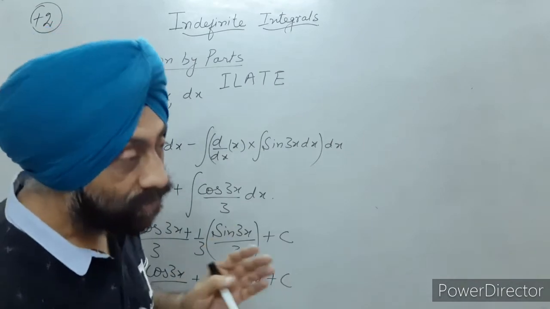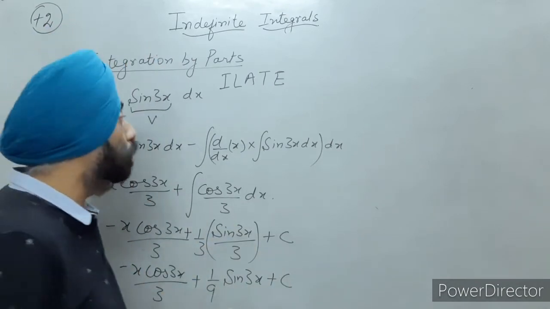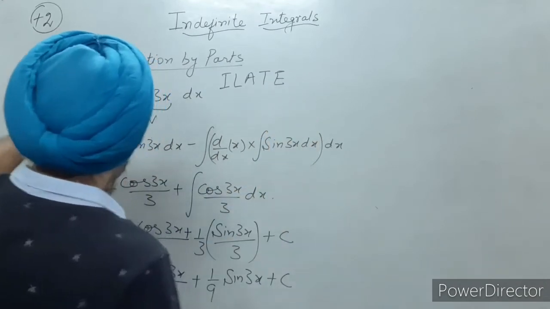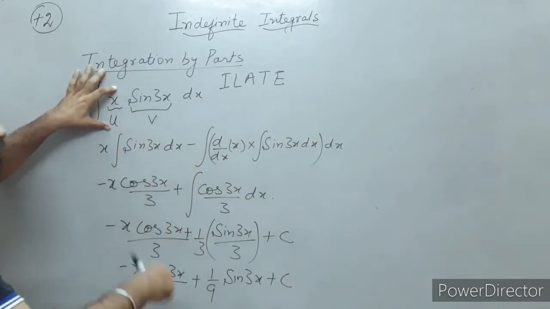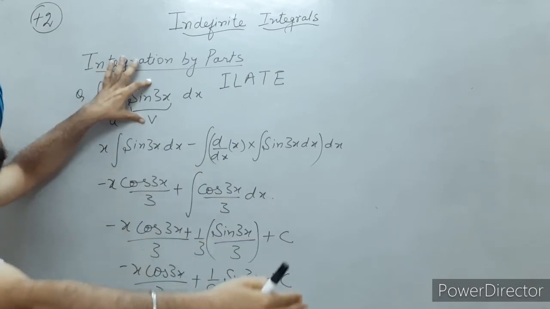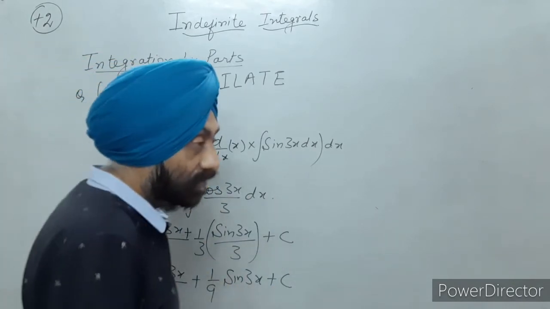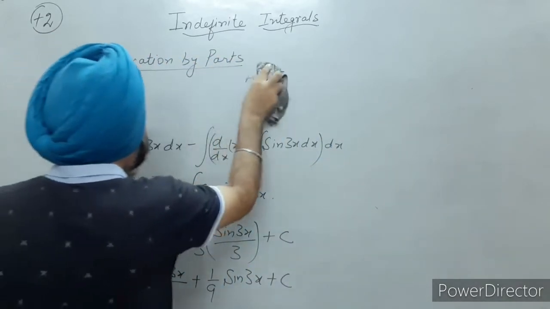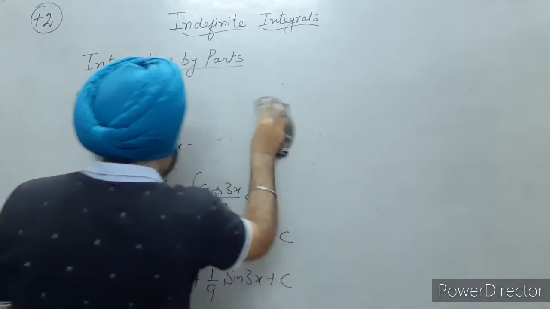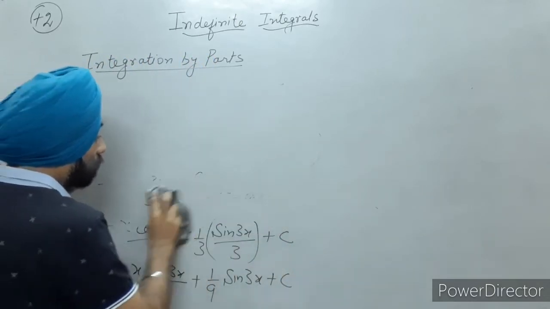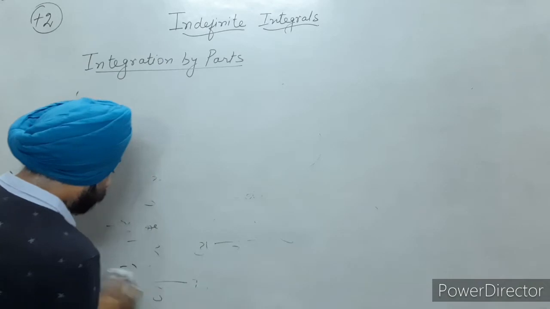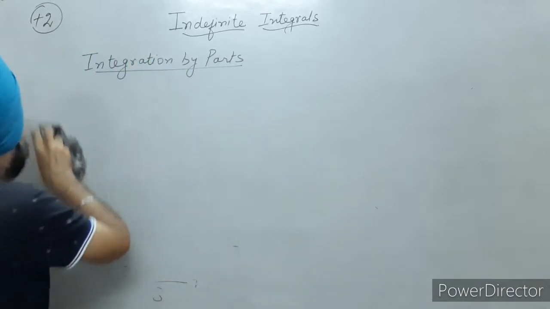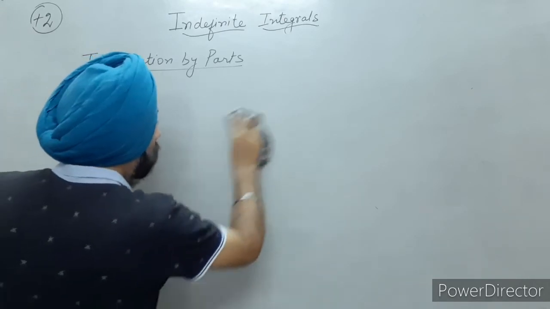This is how we use the u into v rule by following the Eilert rule. That is, the algebraic function is taken as the first function and the trigonometric function is taken as the second function. This was the first sum from integration by parts. I hope you have understood. Now let me do one more question of this type so that it becomes very clear and the concepts are understandable to you.